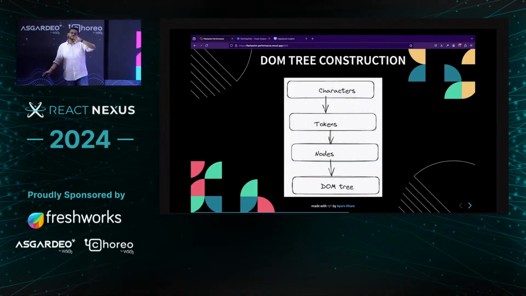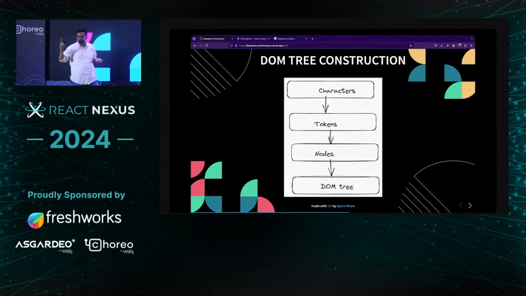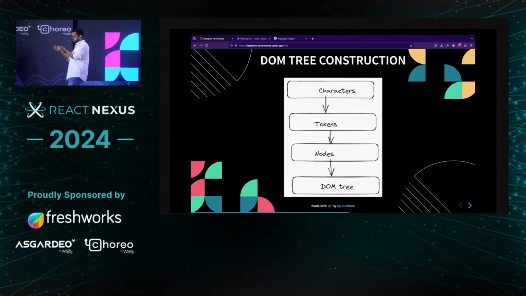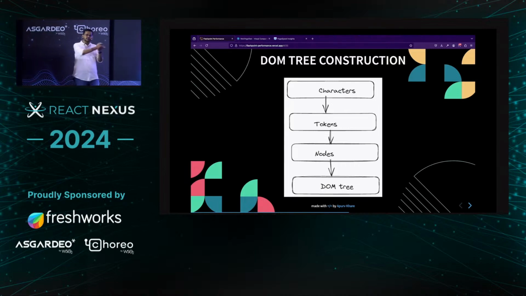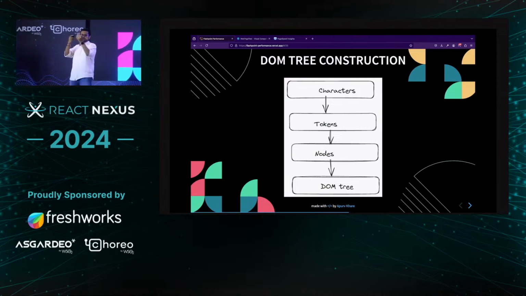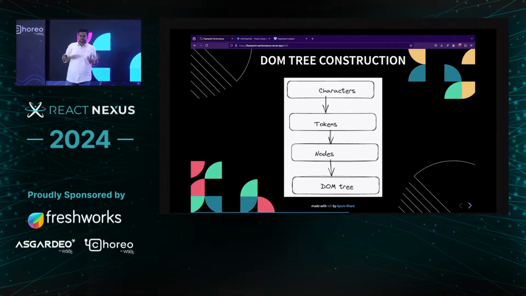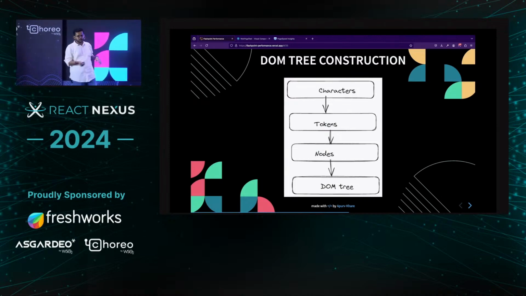So let me tell you one more thing. Whenever you request any website, the first file that the server sends is most likely to be an HTML file. As soon as the browser receives the HTML file, it starts parsing it. And it has characters, right? The characters are then converted into tokens and then converted into nodes. And then we construct the DOM tree, which is the Document Object Model. Okay.